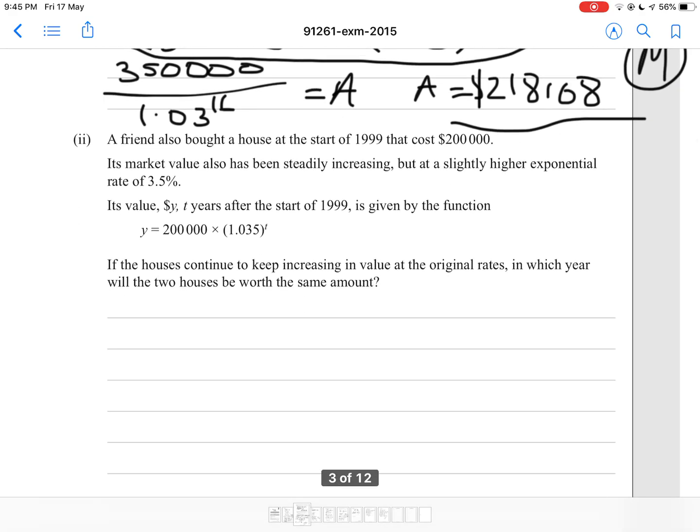A friend also bought a house at the start of 1999 that cost $200,000. Its market value has also been steadily increasing, but at a slightly higher exponential rate of 3.5%. Its value, y dollars, t years after the start of 1999, is given by the function y equals 200,000 times 1.035 to the power of t. If the two houses keep increasing in value at the original rates, in which year will the two houses be worth the same amount?